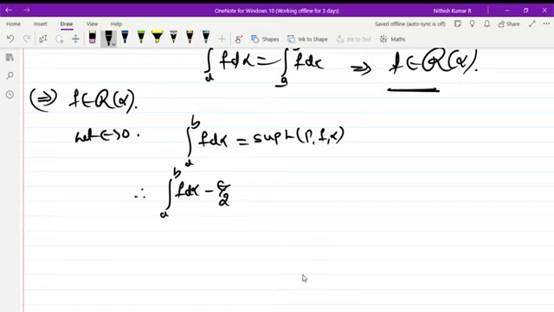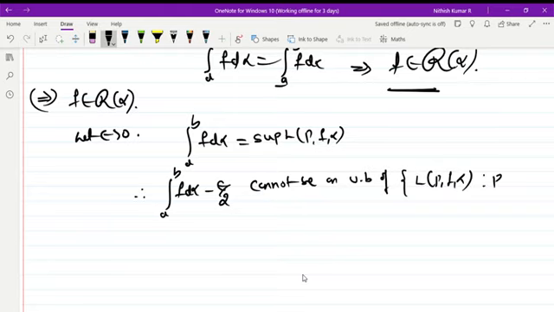So if I take the integral from a to b of f d alpha minus epsilon by 2: the integral is the supremum of L(P, f, alpha), that means it is the least upper bound. So if I subtract a quantity, epsilon by 2, this cannot be an upper bound of the set of all L(P, f, alpha) such that P is a partition of the closed interval [a, b]. So this is not an upper bound.